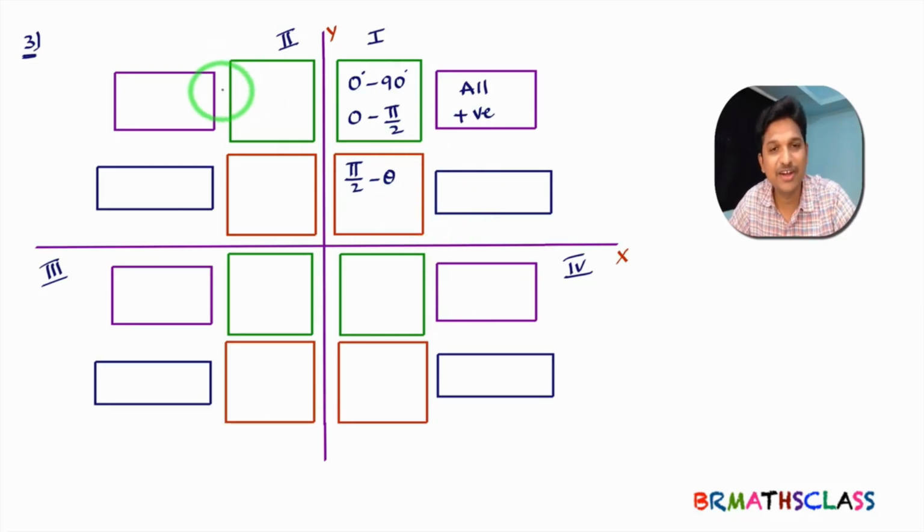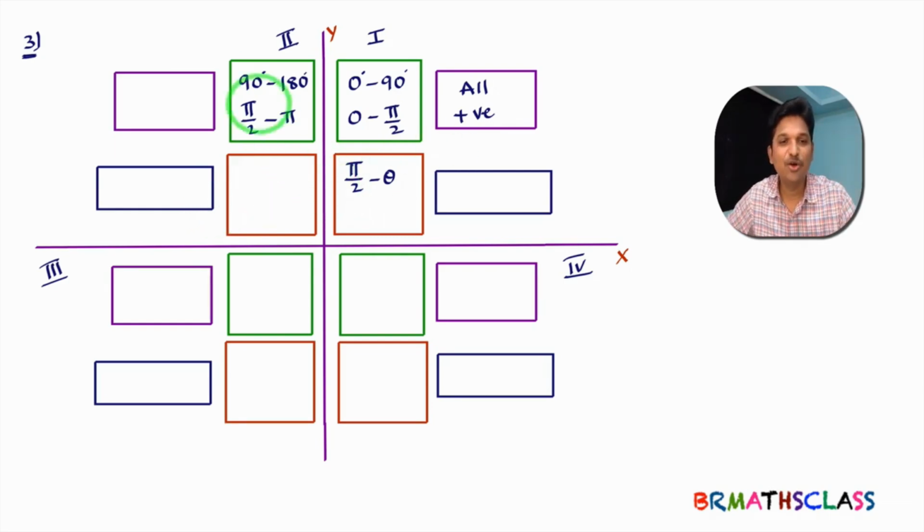Now we will move to the second quadrant. What is the angle range of second quadrant? The angle range of second quadrant is 90 degrees to 180 degrees. And when I write the same thing in radian measure, 90 degrees means pi by 2, 180 degrees means pi. So if I take an angle 130 degrees, it lies in which quadrant? It lies in second quadrant. Angle 150 degrees, it lies in second quadrant. Angle 179 degrees, it lies in second quadrant. Angle 60 degrees is in first quadrant.